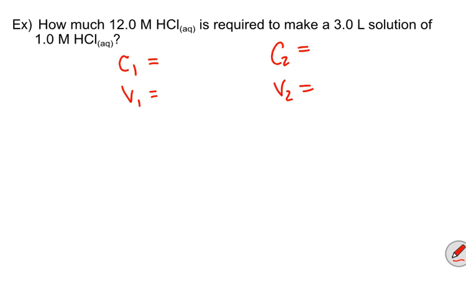Okay, so I'm making a more dilute concentration here, and this is the more concentrated concentration. So I should put my 12 molar here and my 1.0 molar here. So how much of the 12 molar HCl is required to make 3 liters of 1 molar HCl?